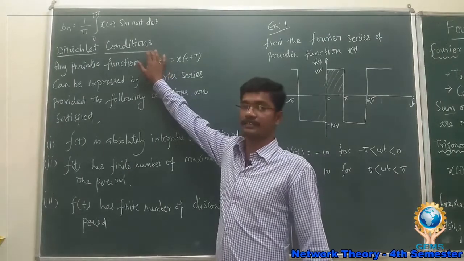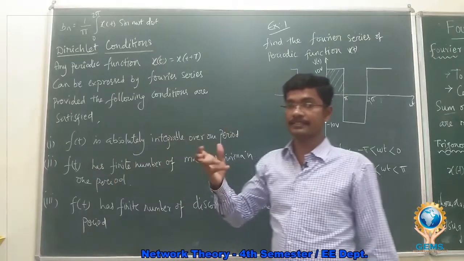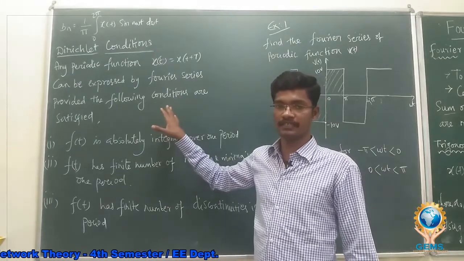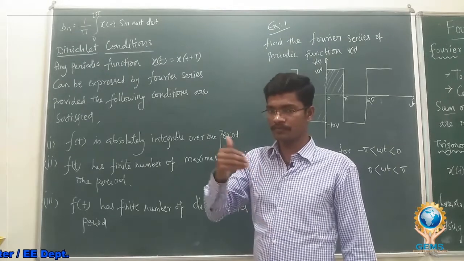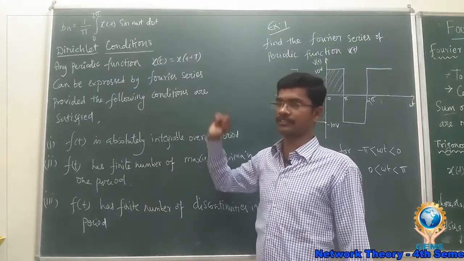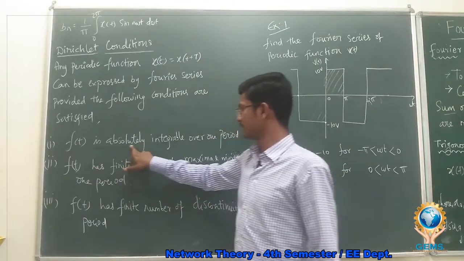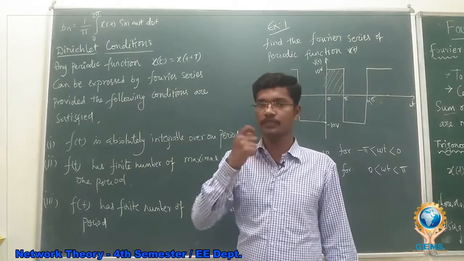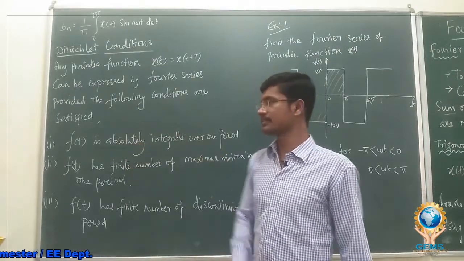The Dirichlet conditions. Dirichlet conditions mean that for the existence of the Fourier series there should be some conditions. We know that the Fourier series is only applicable for periodic signals. So if some conditions are satisfied, then only is it suitable for the Fourier series. Okay, we can see what the conditions are. The first one is that it must be absolutely integrable over one period, which means in one period it is absolutely integrable. We should be able to integrate the particular series.